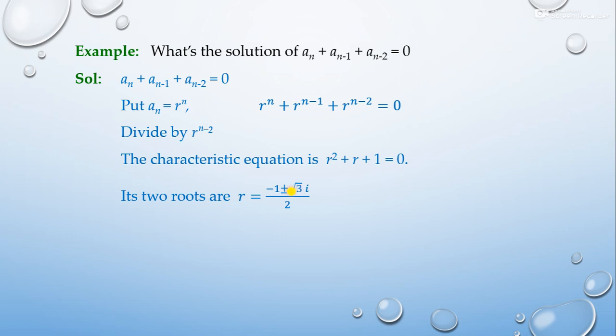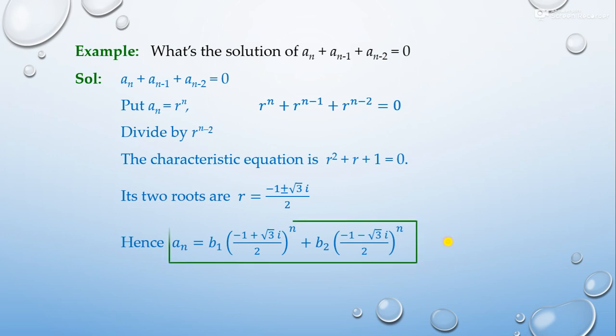So here we have two roots, right? One is (minus 1 plus root 3 i) by 2, and the second one is (minus 1 minus root 3 i) by 2. So we get two roots that are imaginary roots. How can we write the solution? Because we have two roots, we include two constants b1 and b2, one for the first root and one for the second root. So our solution a_n is b1 times ((minus 1 plus root 3 i) by 2) raised to the power n plus b2 times ((minus 1 minus root 3 i) by 2) raised to the power n. So this is the solution of our recurrence relation.